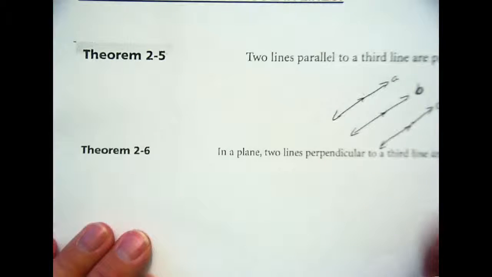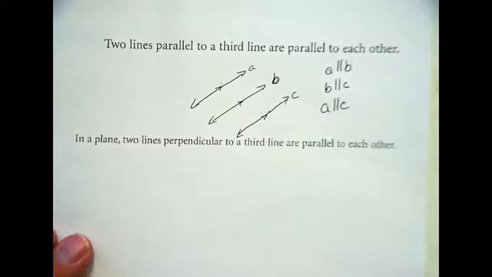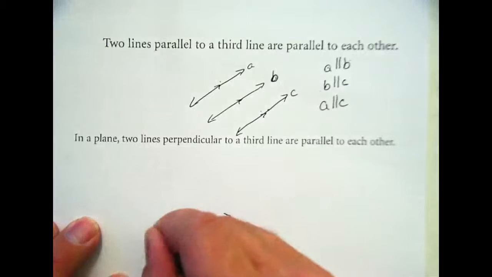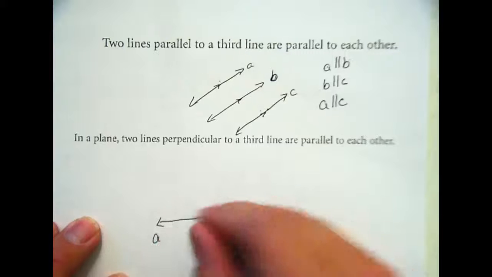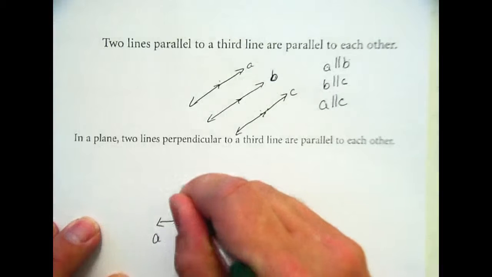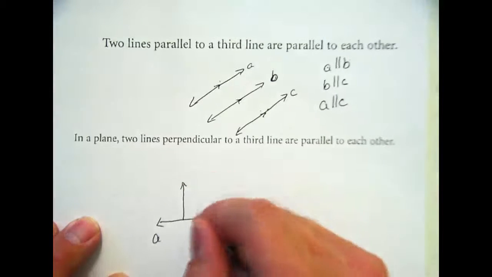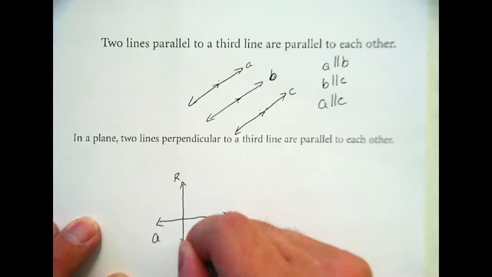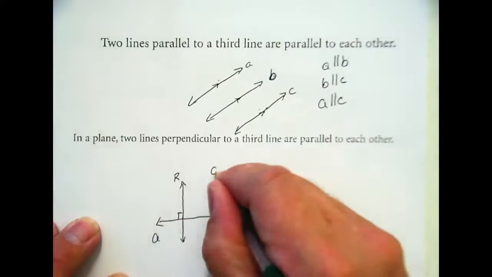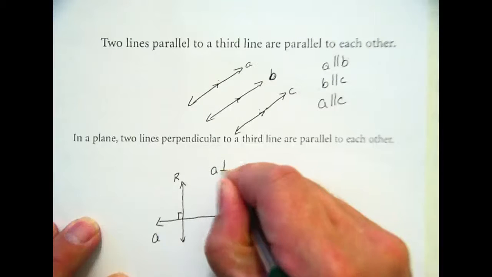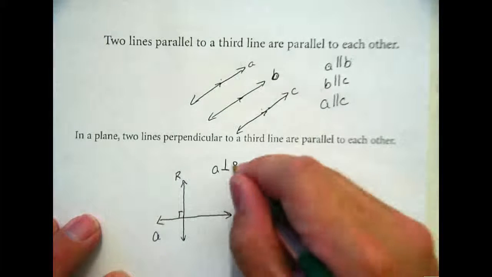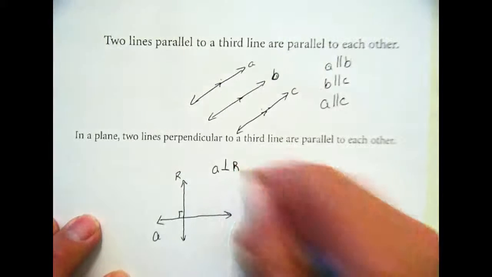That's theorem 2-5. Theorem 2-6 says in a plane, two lines perpendicular to a third are parallel to each other. So if I have a line, what do we want to call that line? A, because we're not creative like that. But what do we want to call this line? Perpendicular. R, way to be creative there. Okay? So we have line A perpendicular to line R. So A is perpendicular, there's our perpendicular symbol, to R. We'll extend R there so it looks right. A is perpendicular to R.